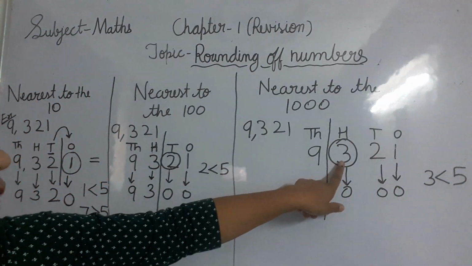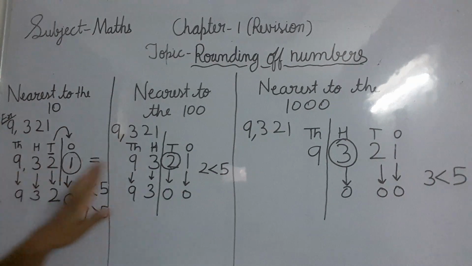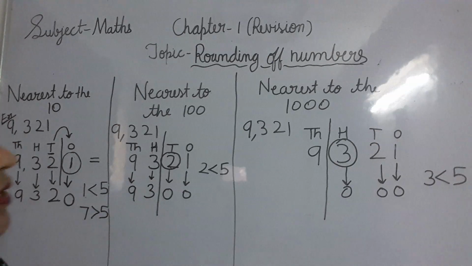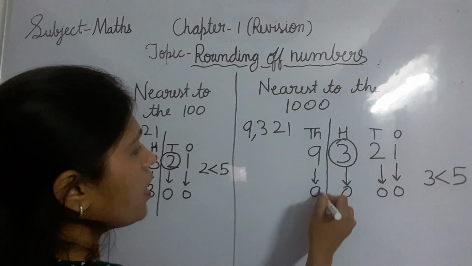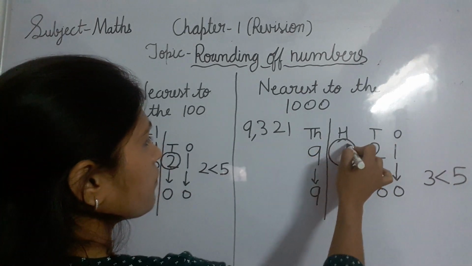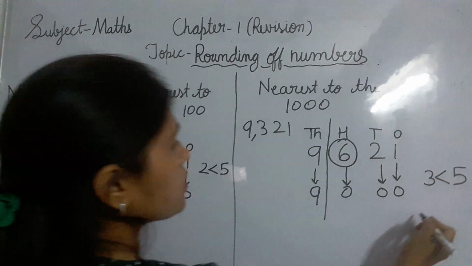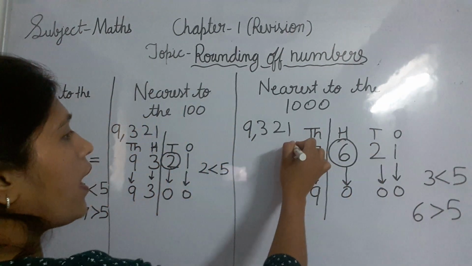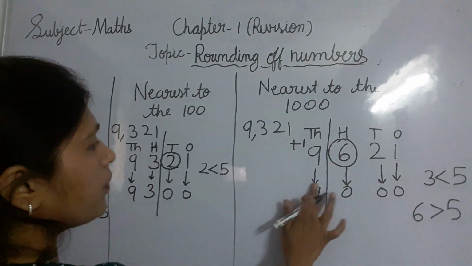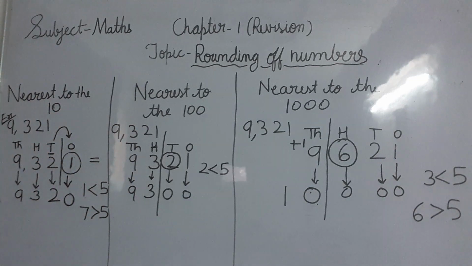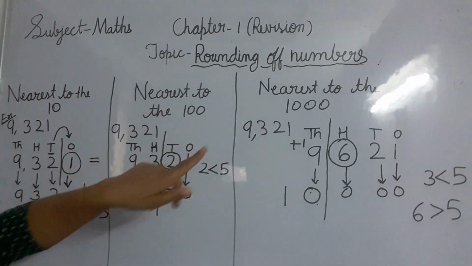Always we have to compare the number with 5 only. Okay. So 3 is less than 5, so we will not change this number. This number will remain the same. What happens if in place of 3 we have 6? Yes. Now this time the 6 is greater than 5, so we have to add 1 here. So 9 and 1 makes 10. Clear?